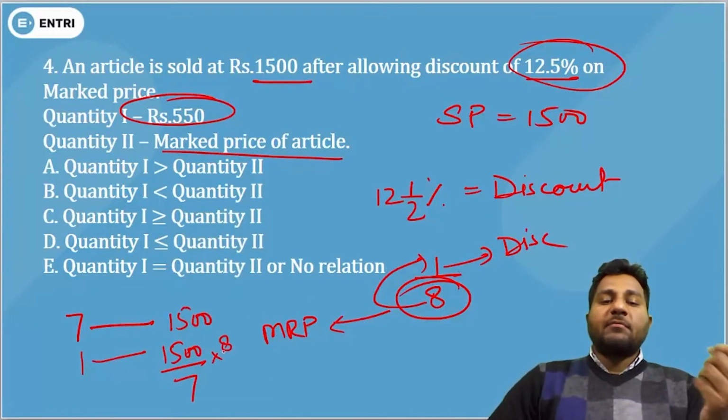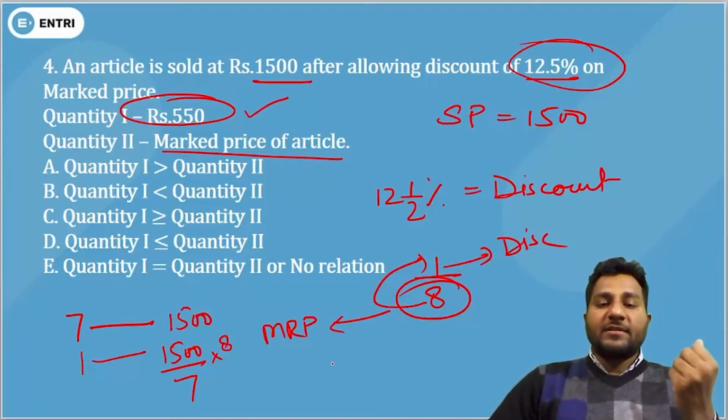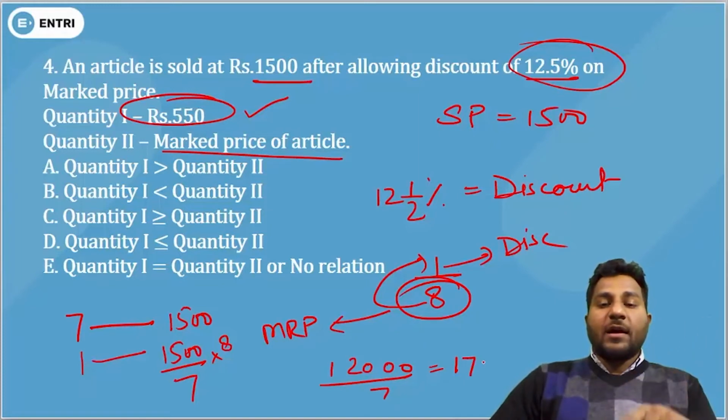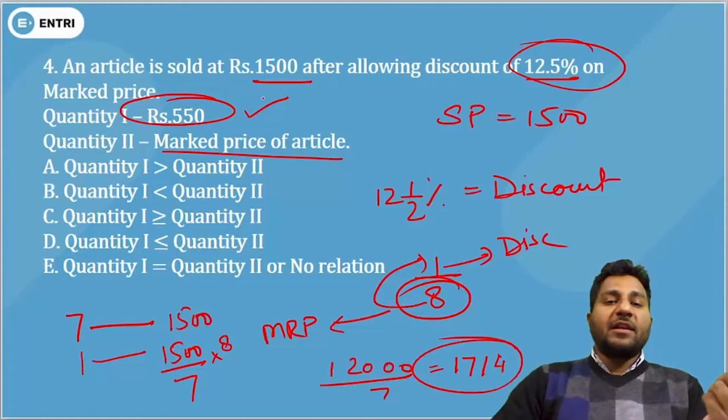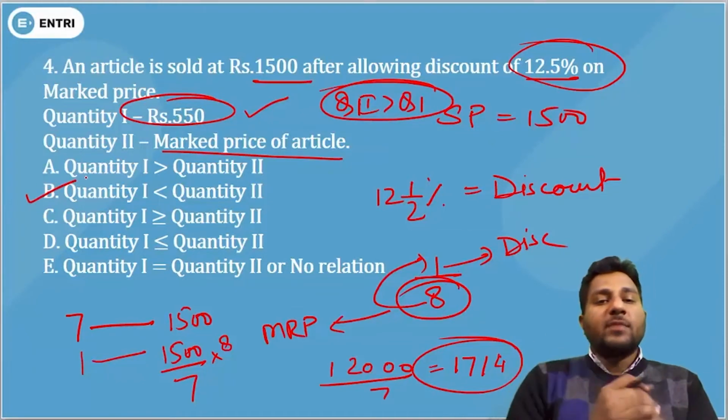So 8 units must be its MRP. So first quantity is 550. The second quantity: 15 8s are 120, so 12,000 divided by 7. That means 17 7s are 119, so 1 is left. 7 1s are 7, and so on. So it is clear that quantity 2 will be greater than quantity 1. So your option B will be the correct one.